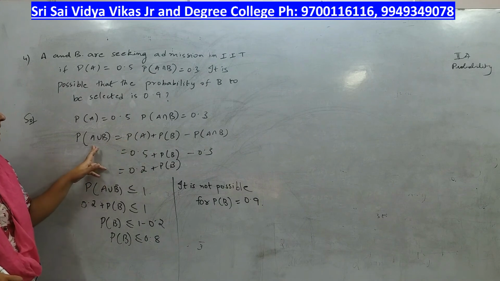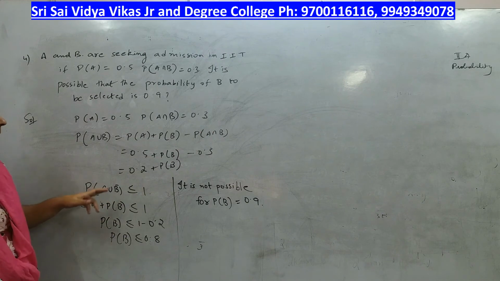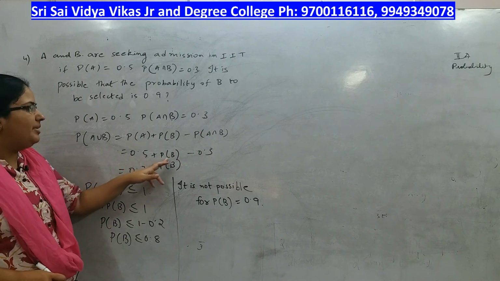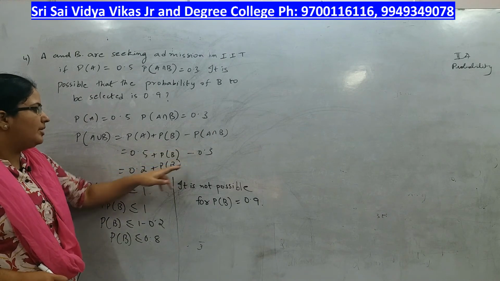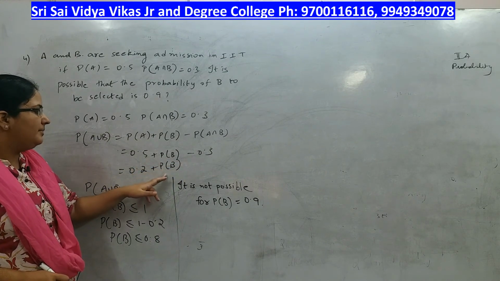P of A union B is P of A plus P of B minus P of A intersection B, that is 0.5 plus P of B minus 0.3. 0.5 minus 0.3 is 0.2 plus P of B.